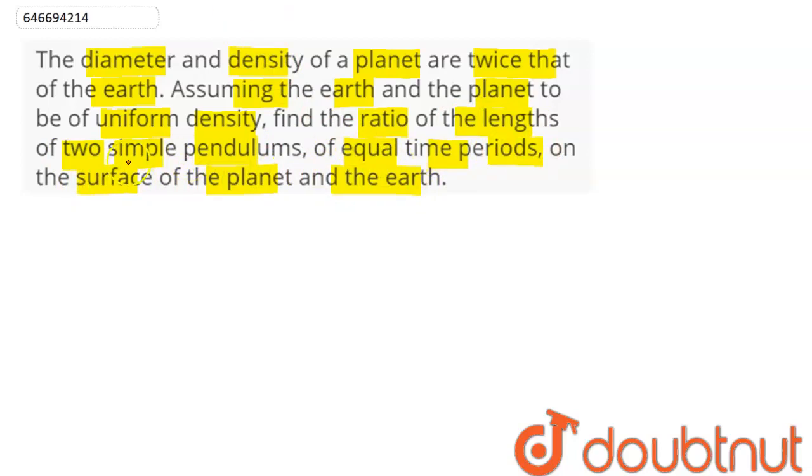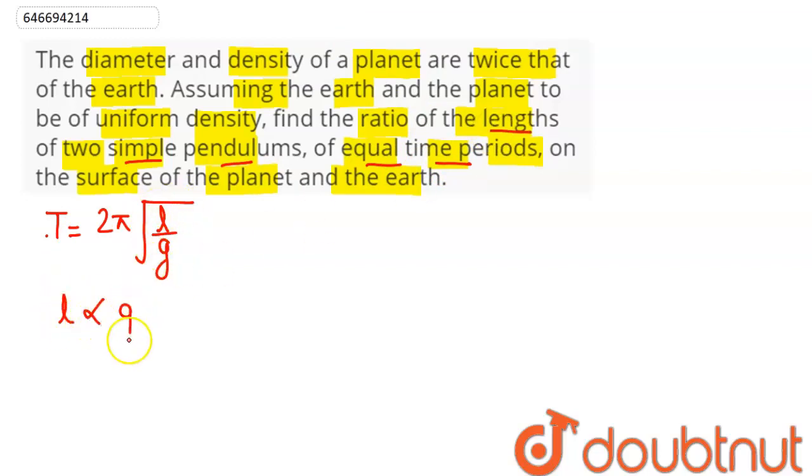So in case of a simple pendulum, we know the time period is given as 2 pi root under L upon g. Now here it says equal time period, so T remains the same. We need to find the ratio of the lengths. So we can say L is proportional to g. So length on the planet divided by length on the Earth will be equal to acceleration due to gravity on the planet divided by acceleration due to gravity on the Earth.